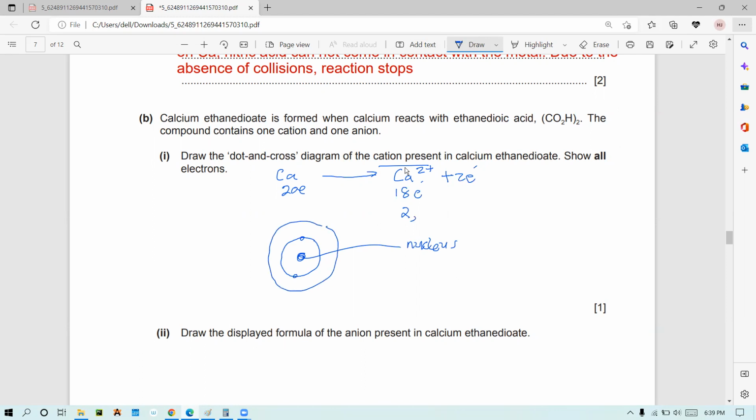Second shell has 8 electrons. Let me draw 8 electrons like this on the second shell, and there are 8 more electrons. They go to the third shell. So draw 8 electrons in the third shell also. And because it has a 2 plus charge, square bracket, and outside that 2 plus.